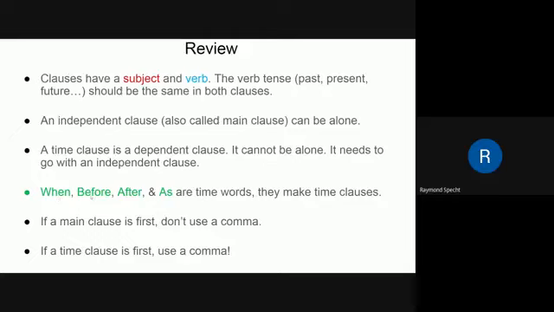When, before, after, and as are time words. They make time clauses, known as dependent clauses. If a main clause is first, don't use a comma. If a time clause is first, use a comma.